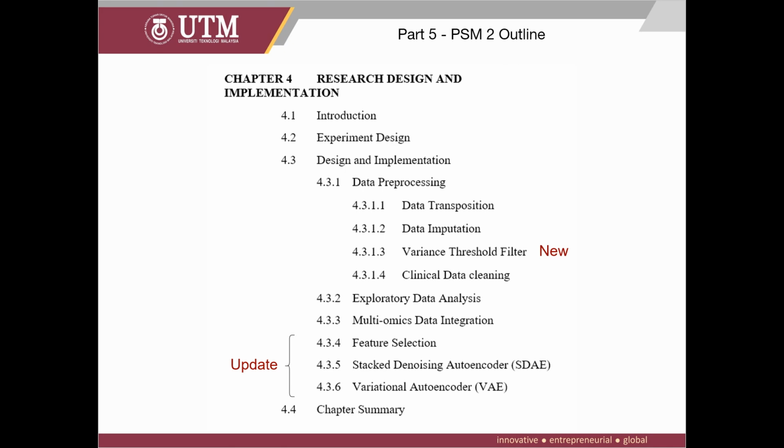The last part is my PSM2 outline. For chapter 1 to chapter 3, I think most of them are still the same. So I will go straight to chapter 4, where I will mainly focus on updating my feature selection, SDAE and VAE part of my report. Also, I have included the new variance threshold filter into my data preprocessing part.